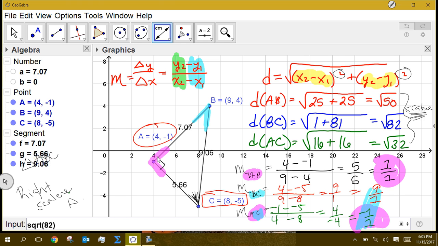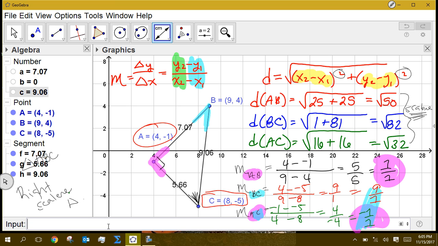Sorry, A to B. Oh no, sorry, B to C. B to C is the radical 82. So B to C is this, what ultimately turns out to be our hypotenuse. Type that in. It should be 9.06. Hit enter. It gives me 9.06. So square root 82 is that number right there.